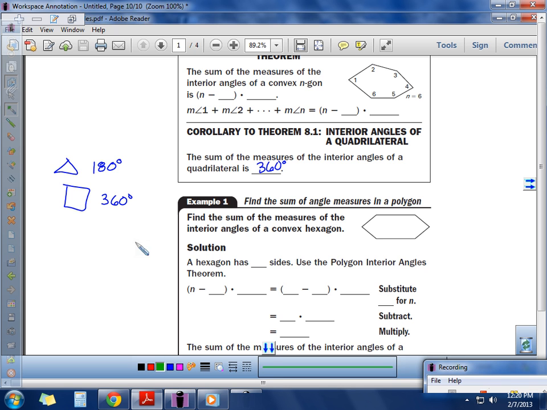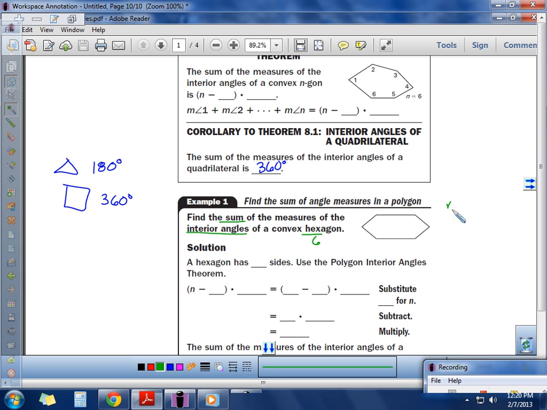While we have this view, let's look at example 1. Find the sum of the measures of the interior angles of a convex hexagon. Hex means how many sides? 6. Okay, so we have a 6-sided shape. What is that formula for the sum of the interior angles?